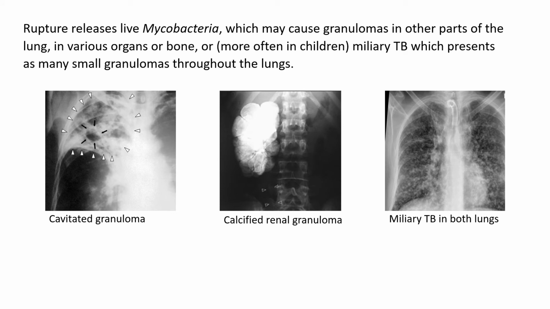So there on the left you can see a cavitated granuloma. You can see that nice round shape. In the middle we have a calcified renal granuloma. Remember we said before about atherosclerotic plaques can become calcified. The mechanisms aren't totally understood about how this happens, but it can happen. And there on the right you have miliary TB. As I said, it perhaps looks a bit like one of those snow scenes that you shake up and the snow whirls around everywhere.